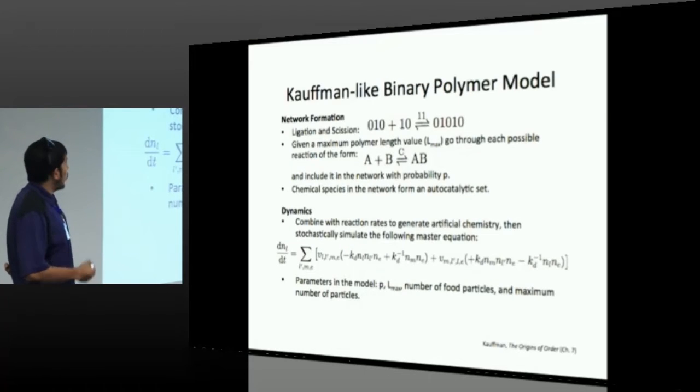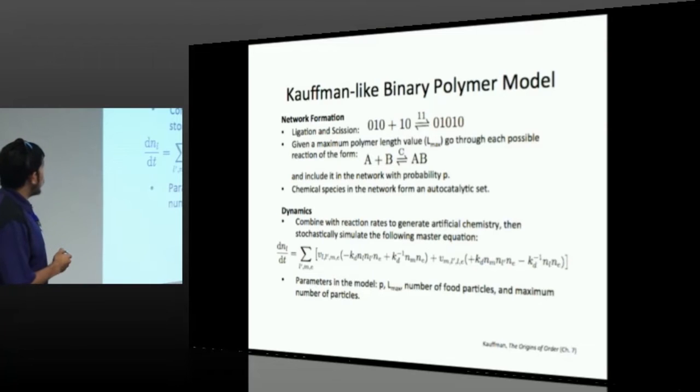So real quickly, I would like to go over a Kauffman-like binary polymer model. Our reactions are ligation and scission of binary polymers. Here I have just an example reaction: 0, 1, 0 plus 1, 0, catalyzed by polymer 1, 1, gets ligated into 0, 1, 0, 1, 0. And then the opposite direction is scission.